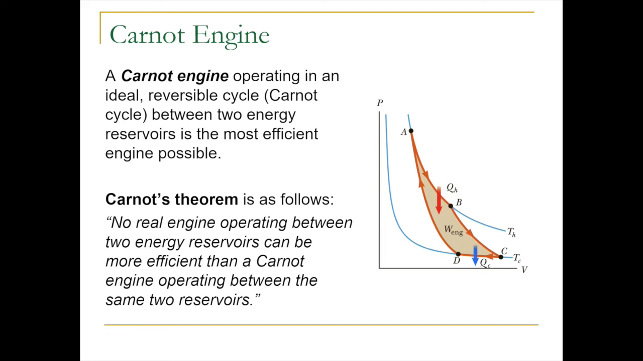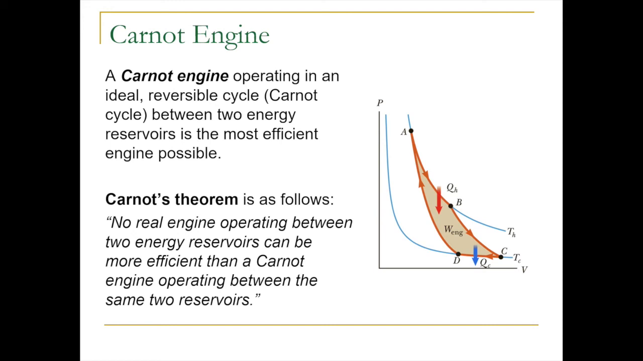Now, Carnot's theorem states that no real engine operating between two energy reservoirs can be more efficient than a Carnot engine operating between the same two reservoirs. So you'll notice through your studies that we actually have two ways of calculating efficiency. We have the efficiency of a Carnot engine, and we have the efficiency of a real engine, and it should always be that the efficiency of the Carnot engine is higher because it is this reversible process.